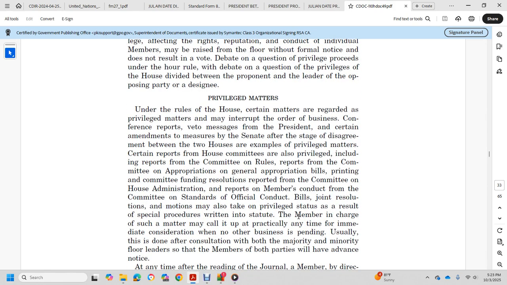Privileged matters under the rules of the House may, in a certain manner, interrupt the order of business. These include conference reports, veto messages from the President, and certain amendments to a measure at the stage of disagreement between the two Houses.